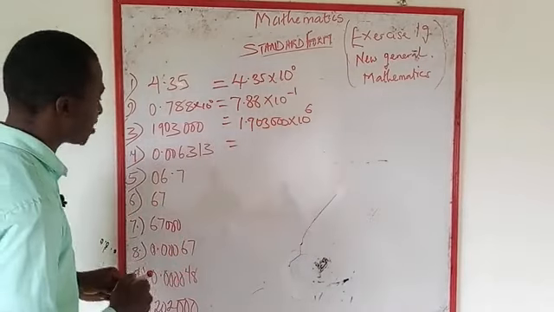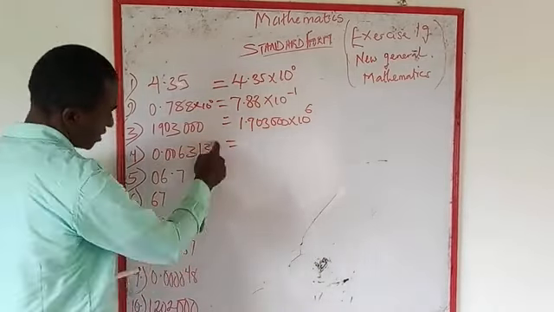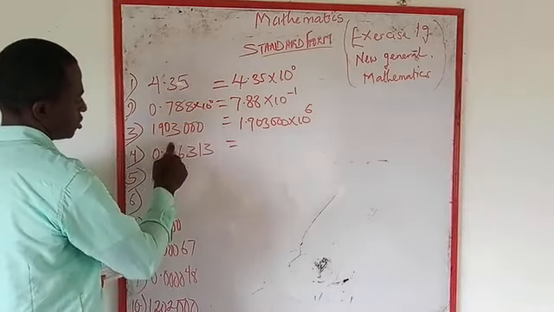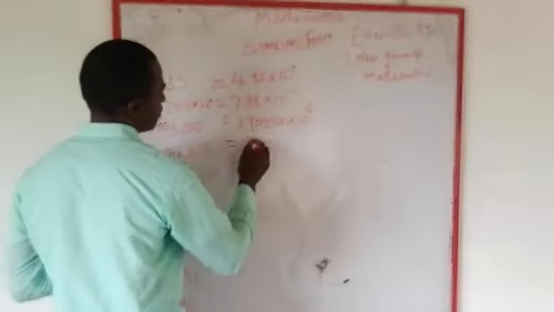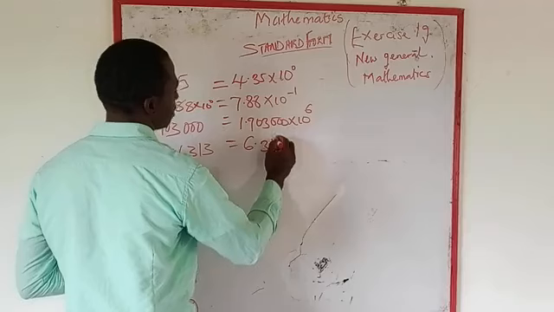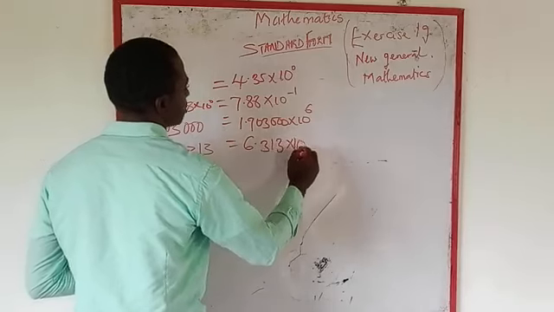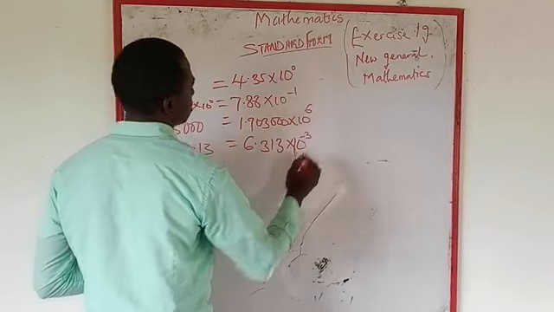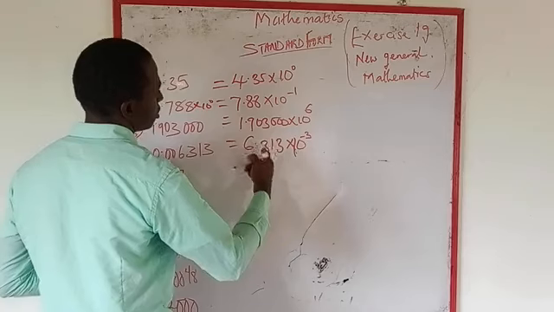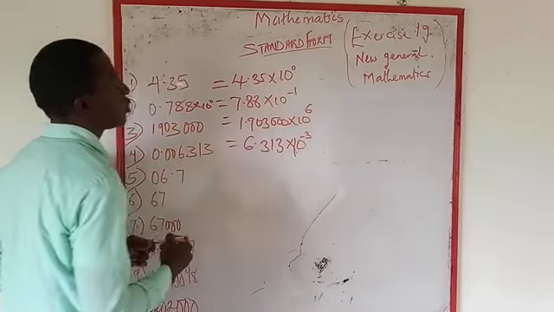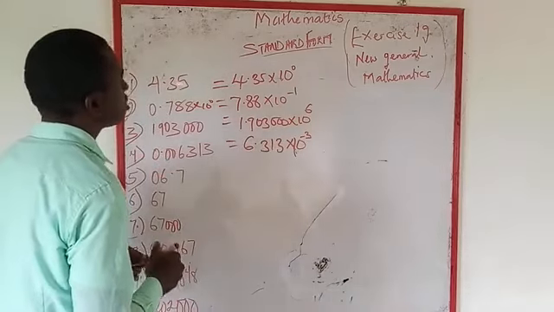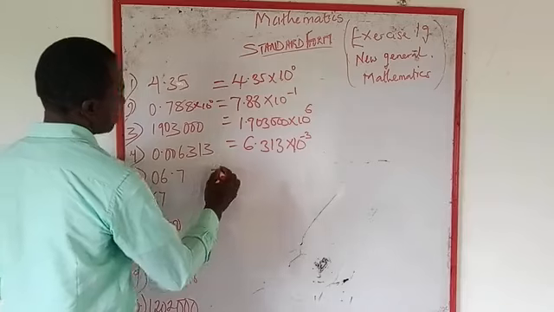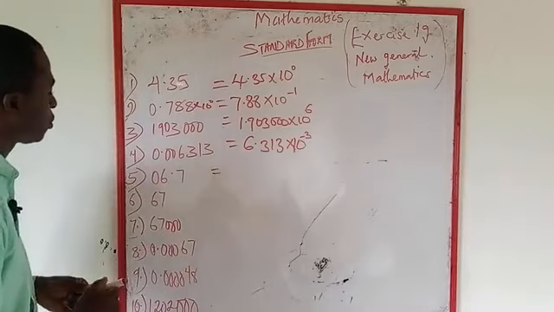So what you need to do, we are still going to express in one significant figure. Is times 10 raised to power what? 0. So we are going to move our points. 1, 2, 3. So we now have 6.313 times 10 raised to power what? Minus what? 3. We move this way. So it's going to be what? Minus 3. Minus 3.